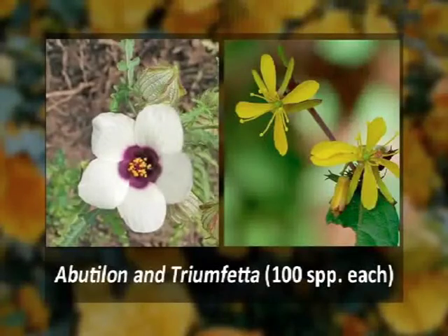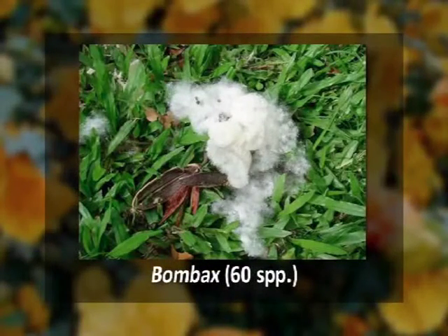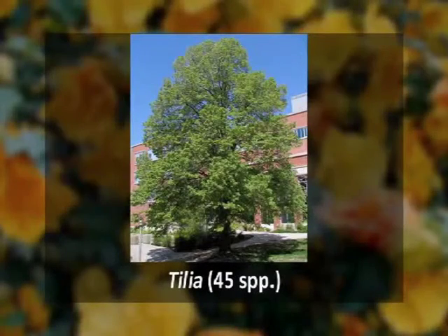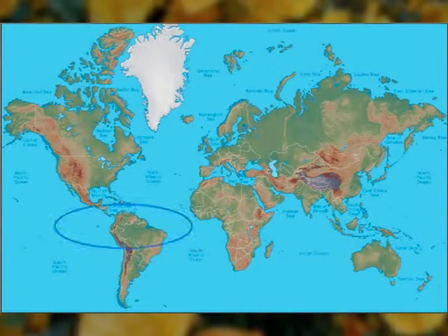Then Abutilon and Triumfetta, each having 100 species. Then Bombax, common Bombax, having 60 species. And lastly, the Tilia, having 45 species. Members of this family Malvaceae are distributed mostly in tropical and temperate climates, but their concentration is more in terms of their distribution in the South American tropics.